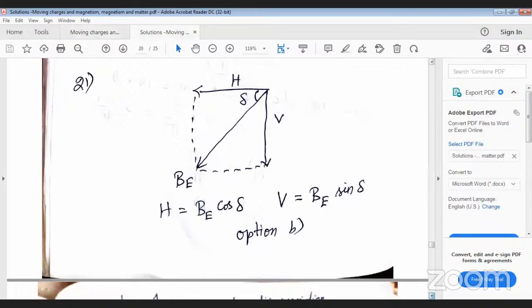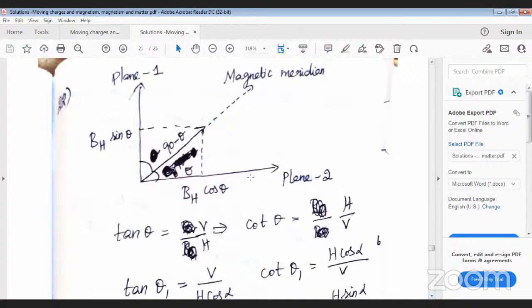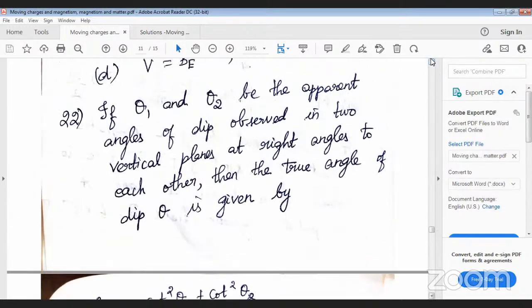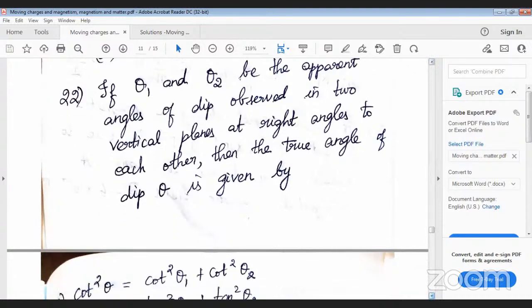Let us move on to the solution here. So this is plane 1 and this is plane 2. They have given that plane 1 and plane 2 are oriented at right angles to each other. Two vertical planes at right angles to each other, and theta 1 and theta 2 are their apparent values of dip.